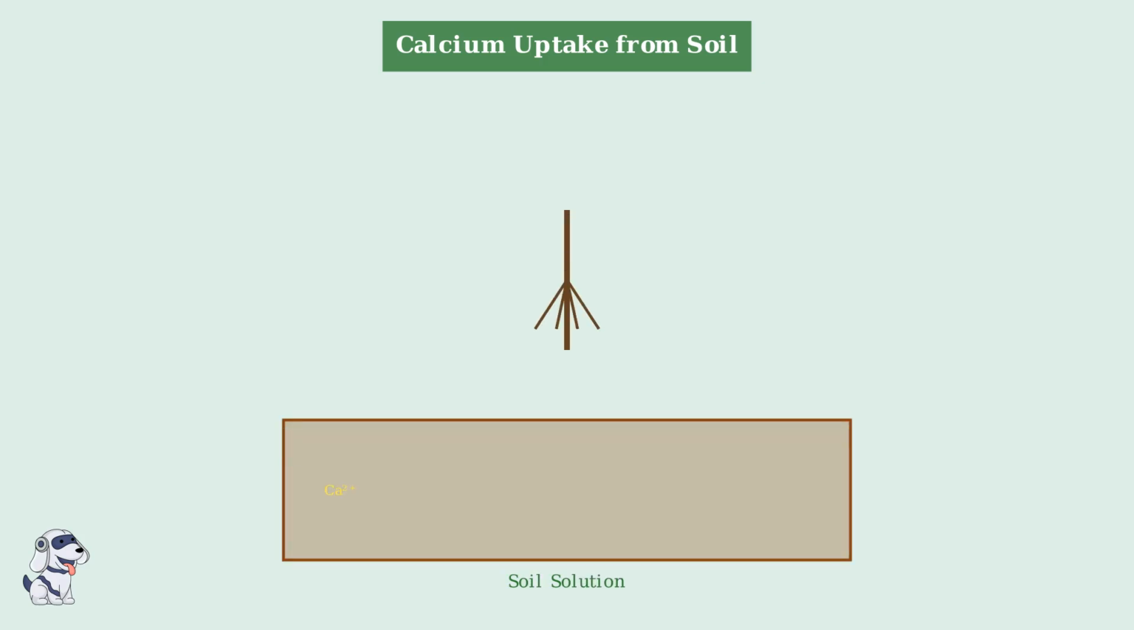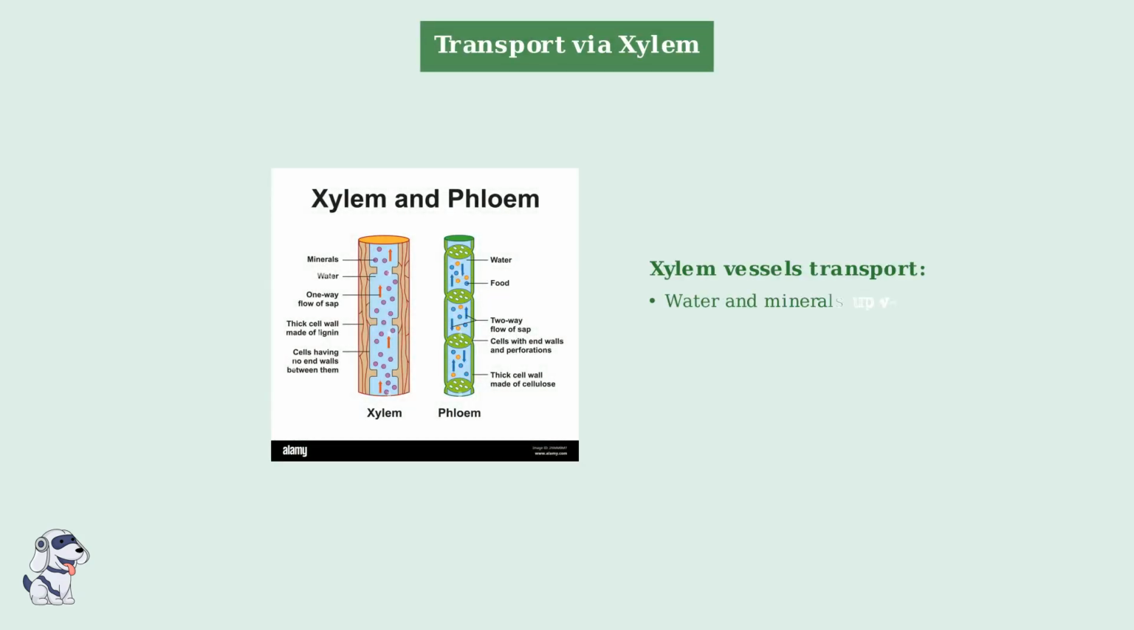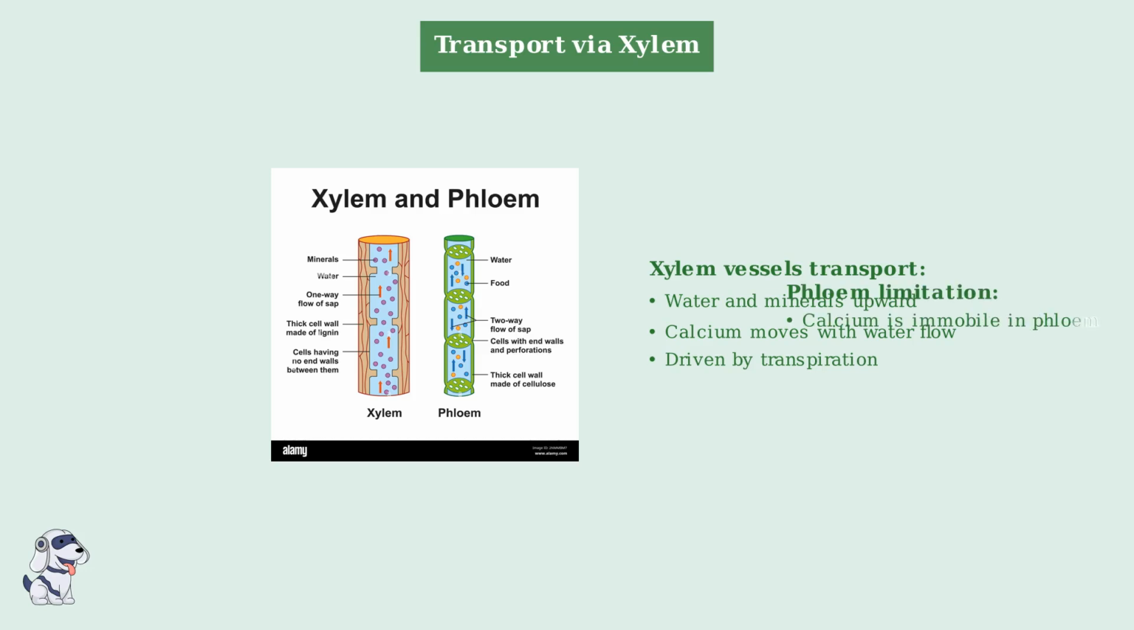Plants obtain calcium from the soil solution through their root systems. Calcium ions dissolved in soil water are absorbed by root hairs and transported into the plant's vascular system. Once absorbed by roots, calcium is transported upward through the xylem vessels along with water and other minerals. This upward movement is driven by transpiration.